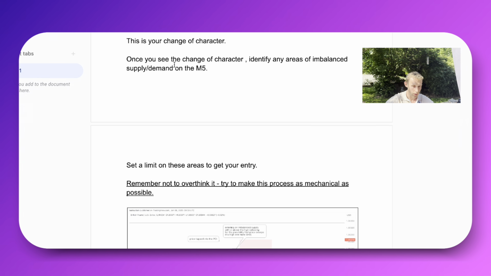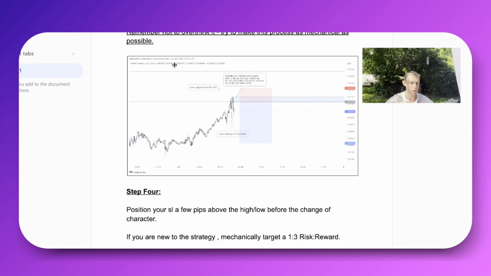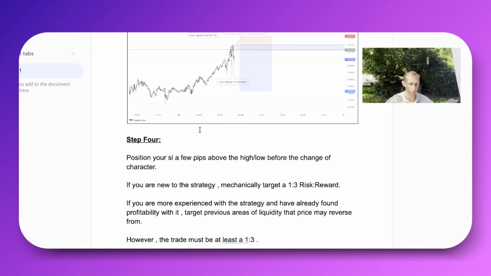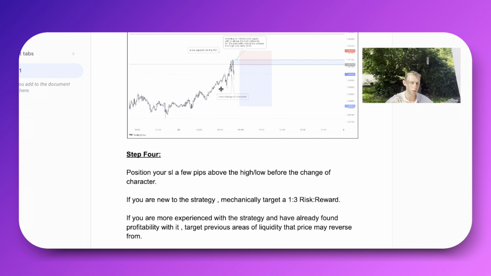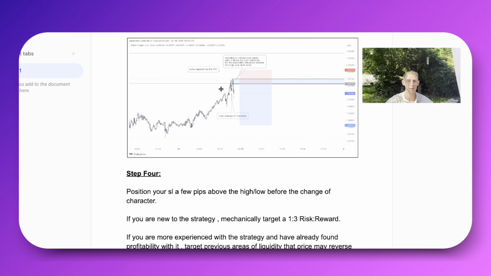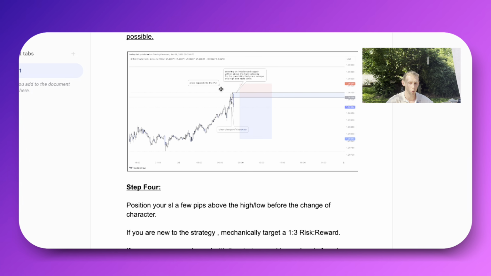Now, step 4 is where we're actually going to target, and where our stop loss is going to be positioned. Now, for me, the stop loss is always going to be in a place that actually invalidates the trade. I see a lot of SMC traders in particular that will place their stop loss, for example, just above the lower time frame supply or just below the lower time frame demand.